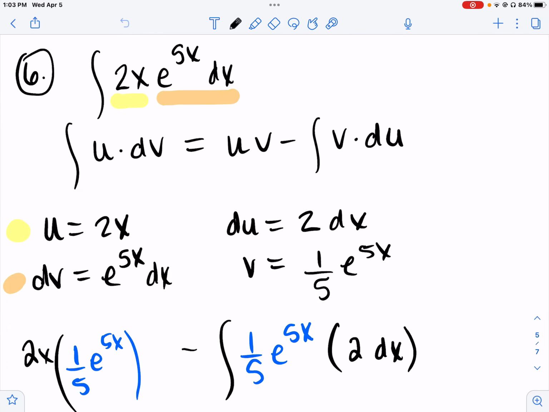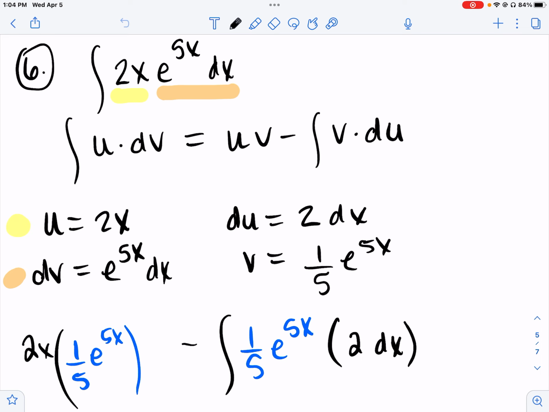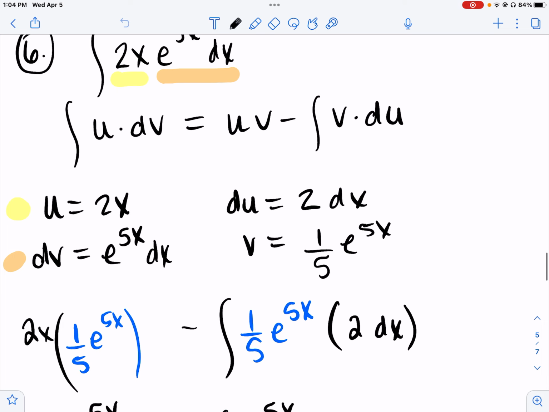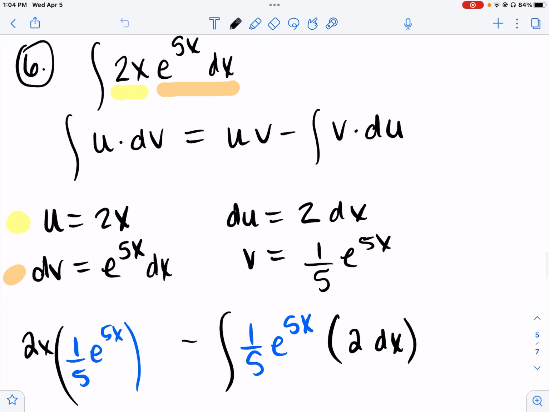Now we're going to integrate by parts again. E does not get any easier when you take the derivative. So that means it's going to be the dv. U is going to be the 2x. The original problem needs to be u dv. And then our formula is uv minus integral of v du. If u is 2x, du is 2, which means dv needs to be the e to the 5x. When you integrate e to the 5x, you get 1/5 e to the 5x.